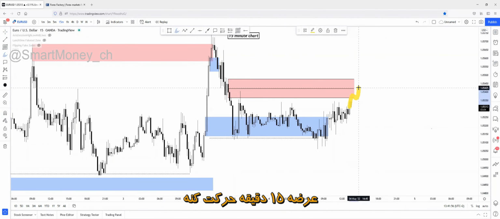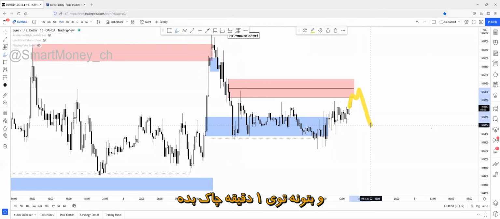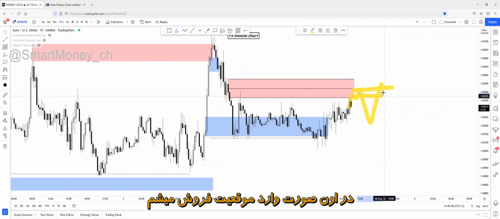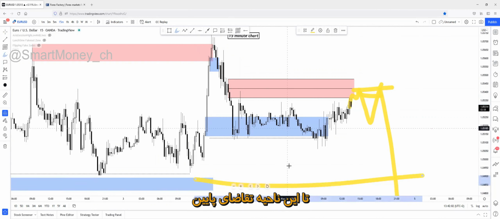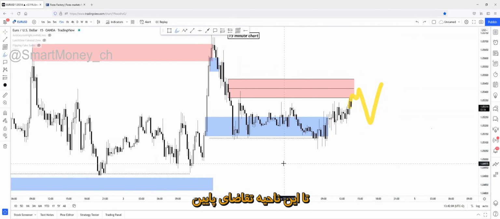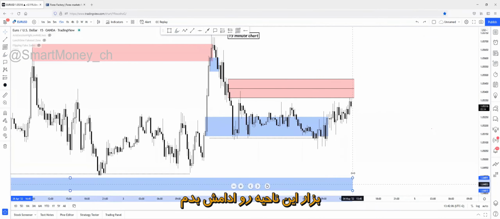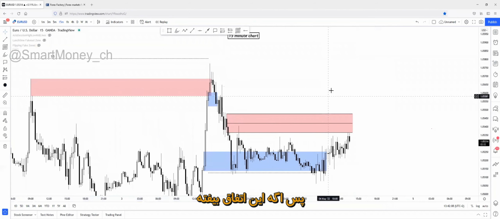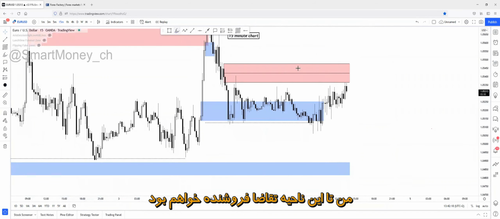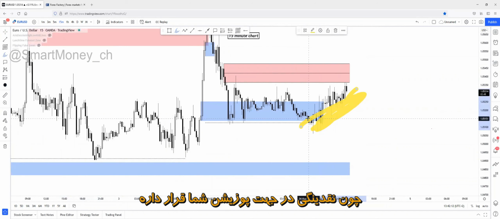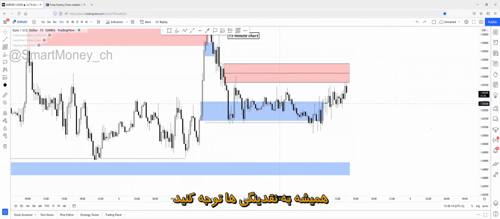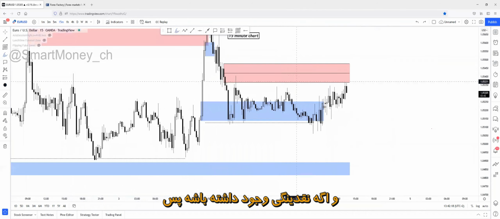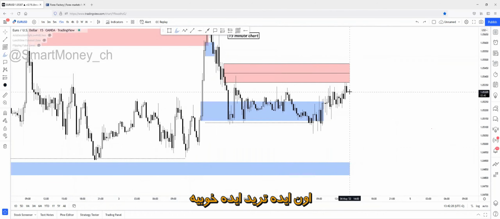So if price taps this 50-minute supply zone and it can change character on the 1-minute chart, then I will be looking for short opportunities down to this extreme demand zone. Let me just extend the zone. So if this happens, then I'll be looking for short opportunities down to this demand zone because the liquidity is lining up with the idea. Always pay attention to liquidity. Always find where the liquidity is. If there's liquidity, then the trade idea will be good.